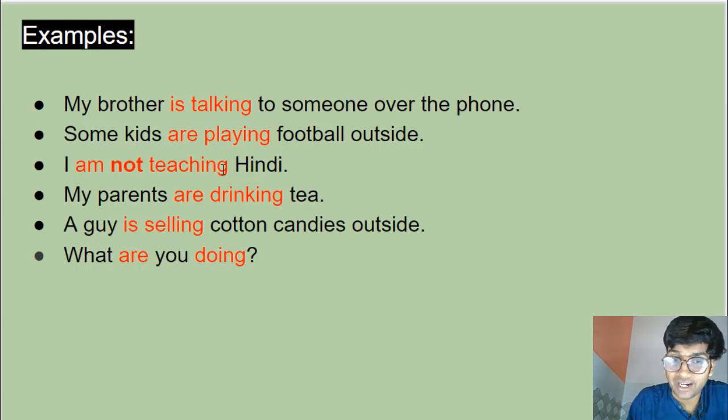We can also talk about actions that are not happening. We can talk about something that's happening, and we can also talk about actions that are not happening. Negative sentences, okay? My parents are drinking tea. They are doing something. They are performing an action which is drinking tea. They are drinking tea right now at this very moment as we speak. A guy is selling cotton candies outside. A vendor is selling cotton candies outside. This action is taking place right now at this very moment as I speak with you.